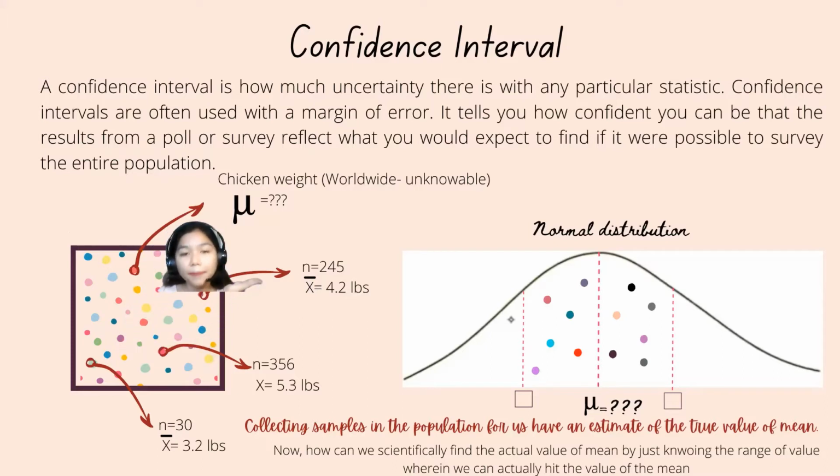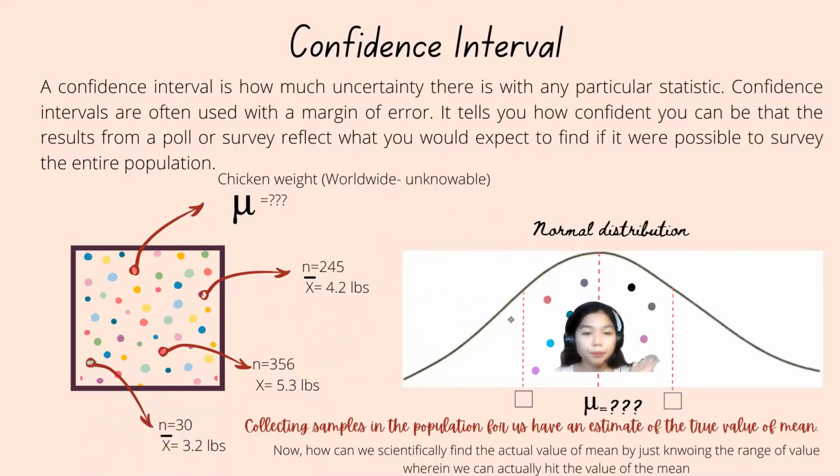Kunwari, I did one sampling. Then, I obtained 245 chicken and then weigh each chicken and get the sample mean, which is 4.2 pounds. And then I did another sampling again. I obtained 356 manok. Tinimbang ko sila isa-isa, tapos nalaman ko na mean nila ay 5.3 pounds. Dapat po may bar ito. Tapos ang huli kong ginawang sampling kasi nga, ang dami ko ng manok, nangangamoy itim na ako. Chokes lang. So 30 na lang na manok ang ginamit ko. So yung mean ng 30 na manok ay 3.2 pounds.